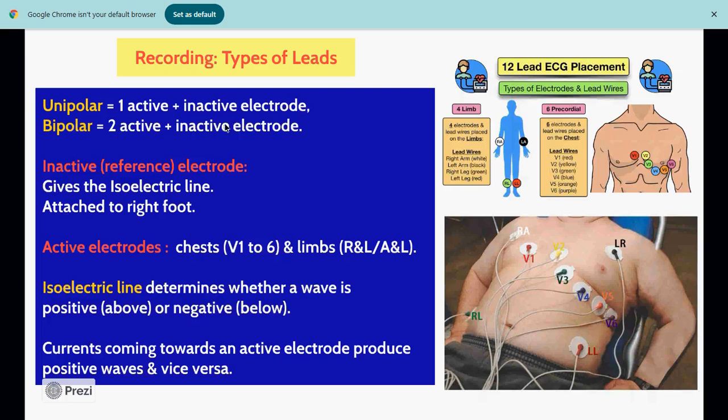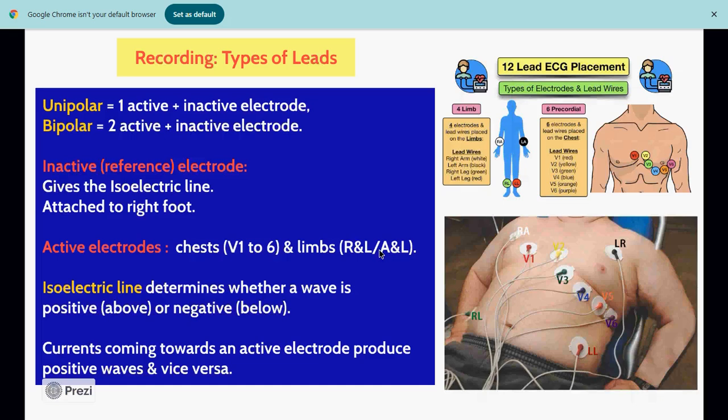So the inactive electrode in both uni and bipolar leads is called the reference electrode. The inactive electrode is called the reference electrode, and the reference electrode is put in what we call LL, or the left leg. This red one is the inactive electrode. So the inactive electrode is used for all the other unipolar and bipolar leads.